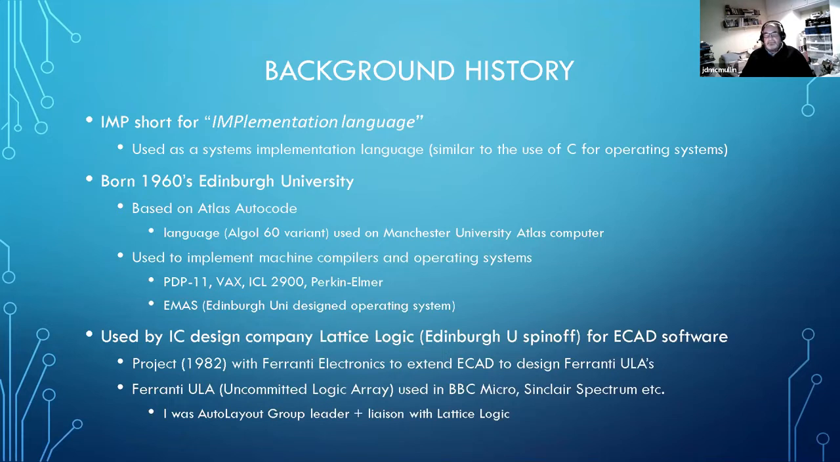But IMP was actually used to implement various compilers and operating systems. Compilers for you, Dave, PDP-11, then later ones, VAX 11, the ICL 2900, and Perkin-Elmer 32-bit machines. It was also used to develop EMAS, which is the Edinburgh Mass Access System, which was their operating system that they used. And also another operating system, which I've not mentioned, called Mouse.